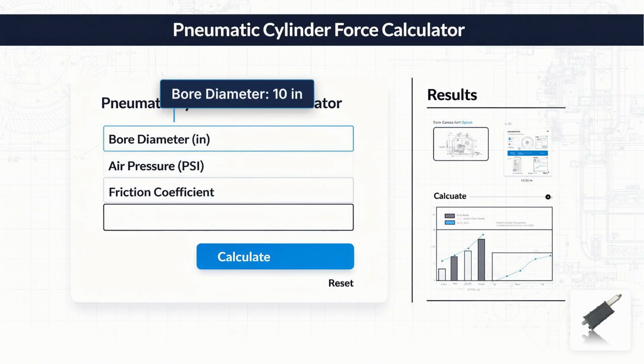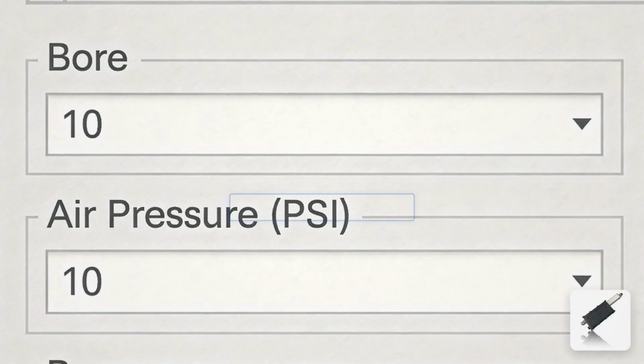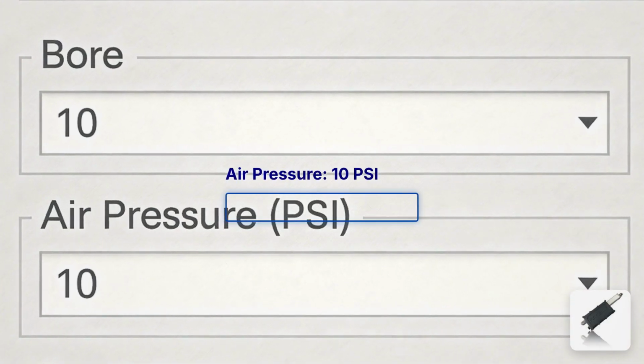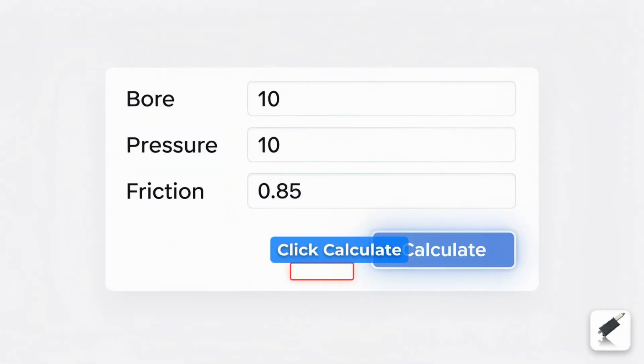Here's a worked example. With a bore diameter of 10 inches, operating pressure of 10 psi, and friction factor of 0.85, clicking Calculate Force gives us these results. The piston area calculates to 78.55398 square inches. The theoretical force, which assumes perfect conditions, is 785.4 pounds force.